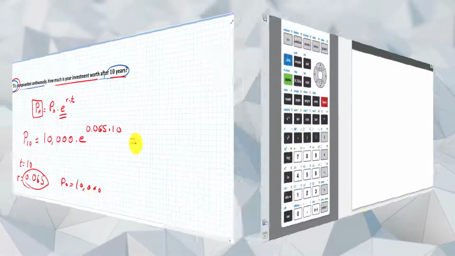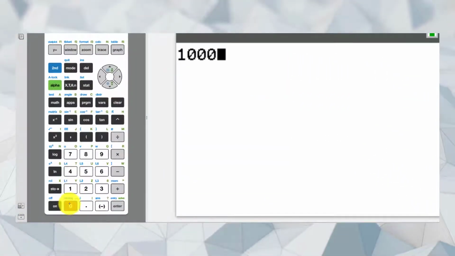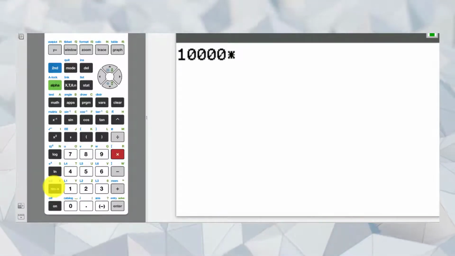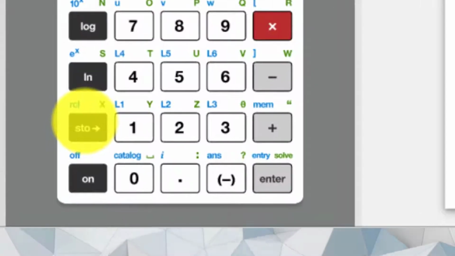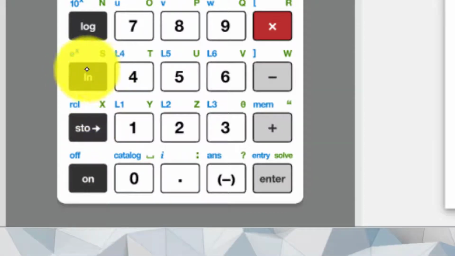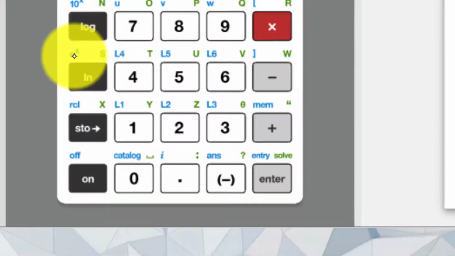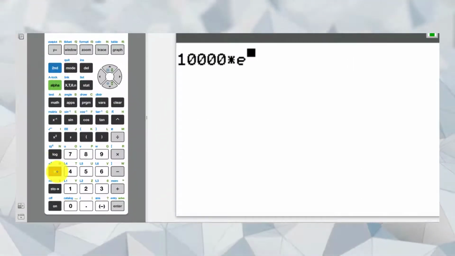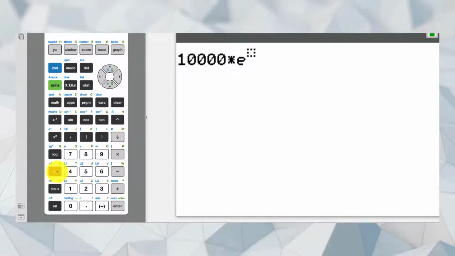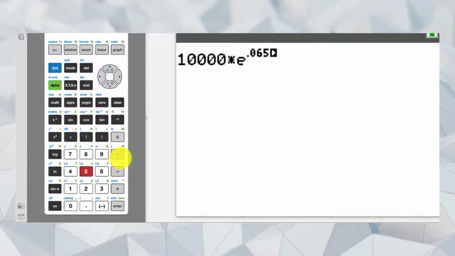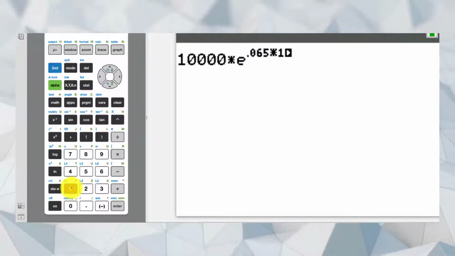Let's take the calculator. All right, so I said 10,000 times e. So how do you type e to a power in your calculator? Well, look at the third button from the bottom on the left column right here. This is ln. It says ln. And on top of it in blue, it says e to the x. This is what I want, so I'm going to type second ln. Here we go. Here's my e. The interest rate was 6.5%, so this is 0.065, and it was in 10 years.